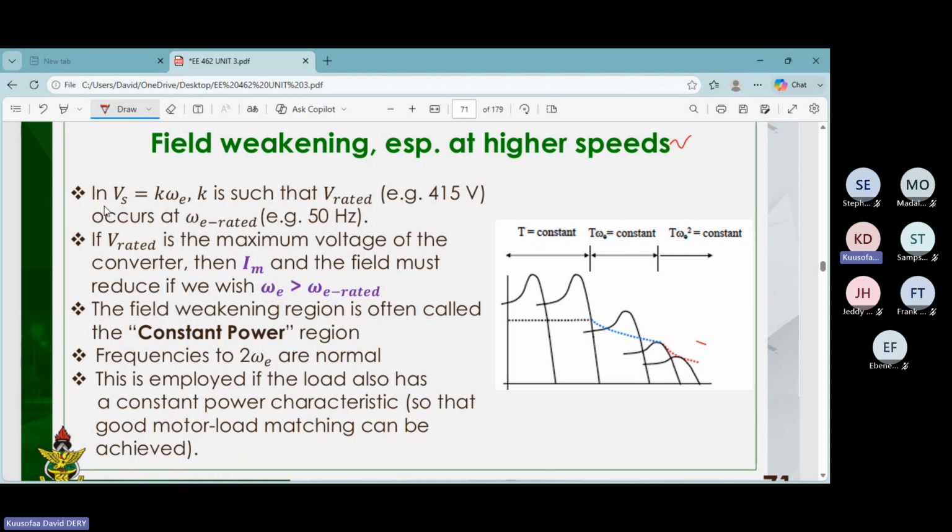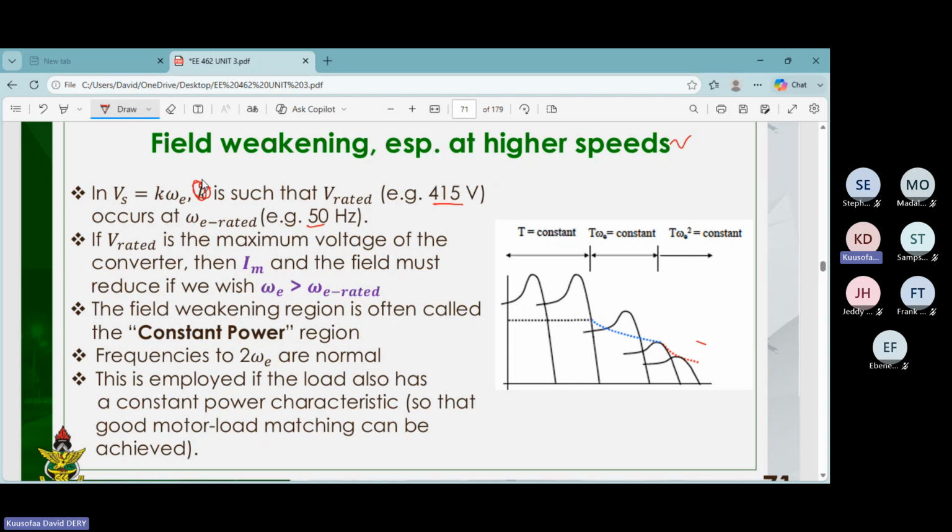So in Vs equals K omega E, K is such that the rated voltage occurs at the rated speed. If you want to know K, we use the rated values to determine it. So if the rated voltage is 415 and the speed is 50, then use that to get your K and ensure that the voltage that is applied is always given by the same proportion.